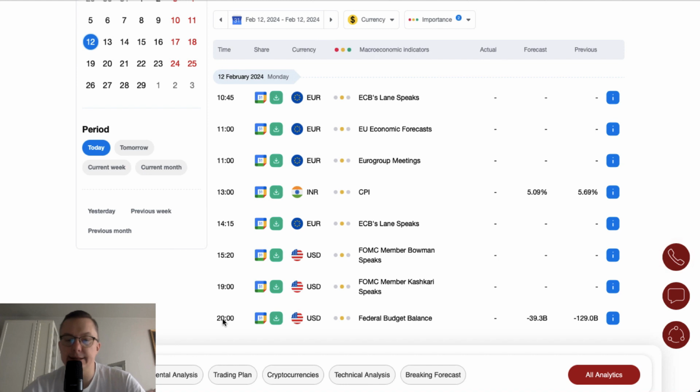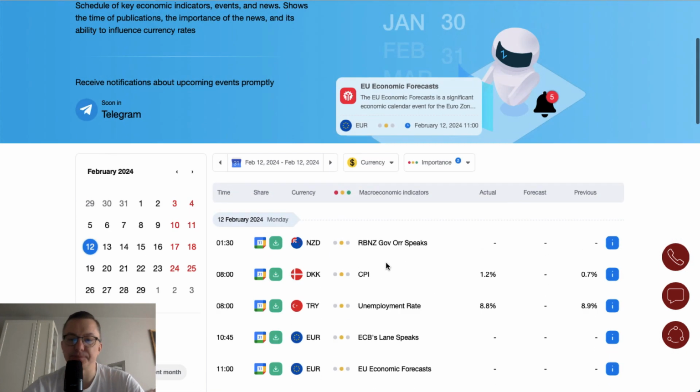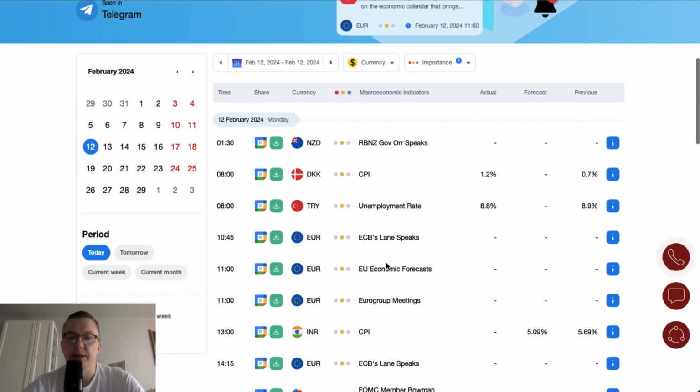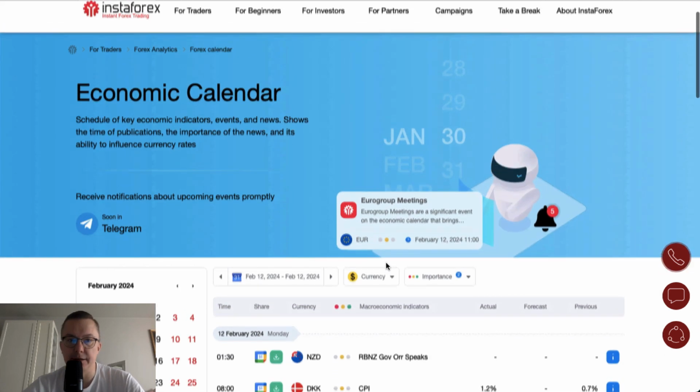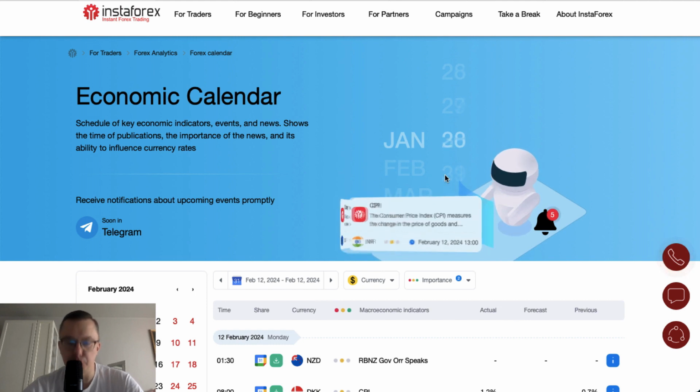Then at 8 o'clock, another event of the day, federal budget balance data release from the US, and that's it. Basically, this is not a very busy calendar for today. Nevertheless, let's get to the technical part and do the tour of the major currency pairs, and let's start with euro dollar.